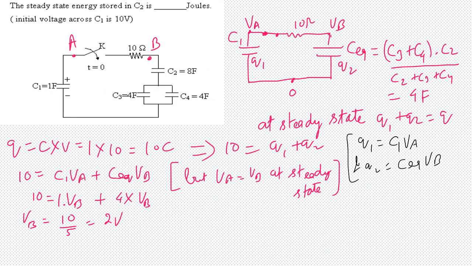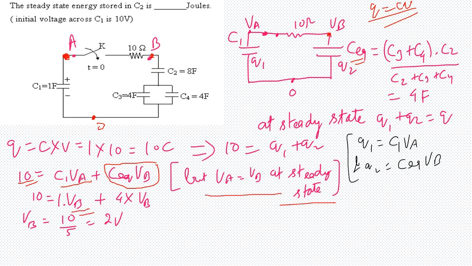When we substitute the values of Q1 and Q2, Q is equal to CV, so Q1 is equal to C1 into VA, the voltage across this capacitance, and C equivalent into VB will be the charge across C equivalent. This should be equal to 10. You can see that VA should be equal to VB at steady state. That's why I have substituted VA with VB here, and from here I get VB equal to 10 by 5, which is 2 volts. So now I have my VB.